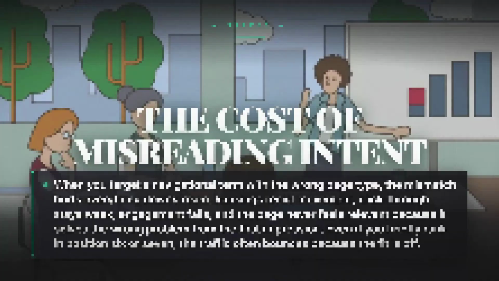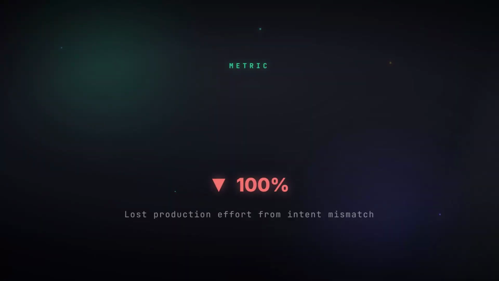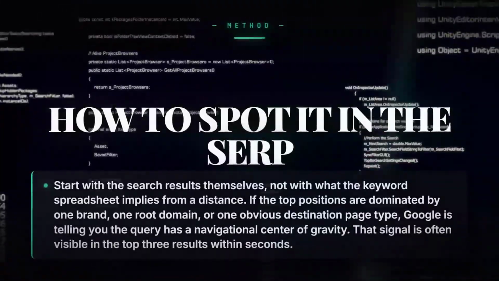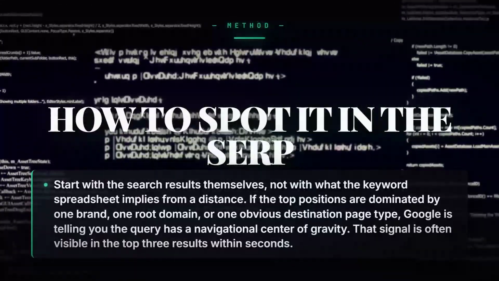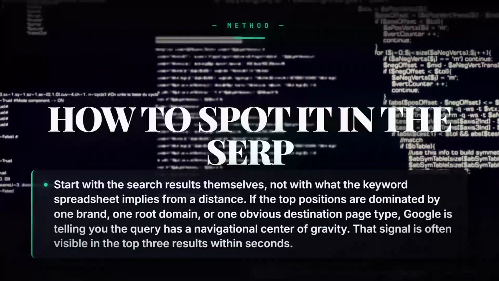A single high-volume keyword can absorb weeks of writing, design, stakeholder reviews, and internal linking work. If the intent is wrong, those resources chase visibility that was never realistically available. That means maybe 20 hours of content, 10 hours of editing, and zero chance of outranking the destination users actually want. Start with the search results themselves, not with what the keyword spreadsheet implies from a distance.